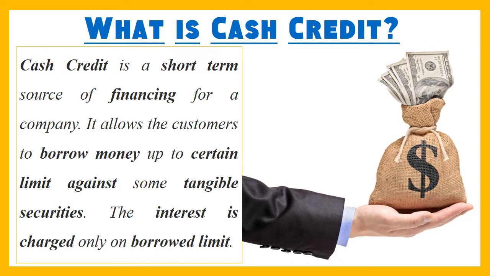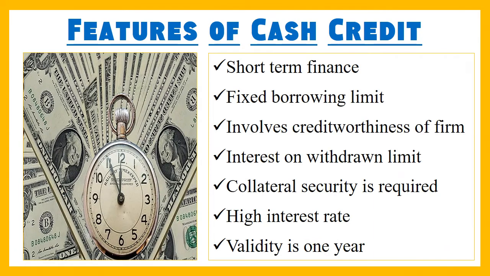And the bank determines the borrowing limit based on the drawing power of the borrower. And this is done by evaluating the inventories, the creditors, the debts of the borrower. One of the most important features of cash credit is that it is a short-term source of finance with a fixed borrowing limit, and this borrowing limit is as per the creditworthiness of the company.